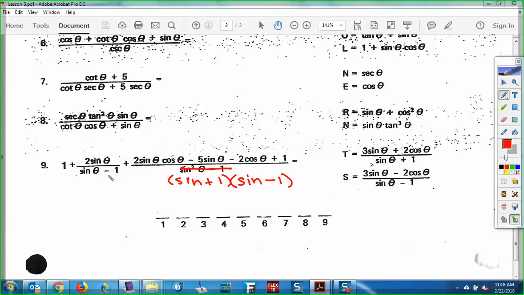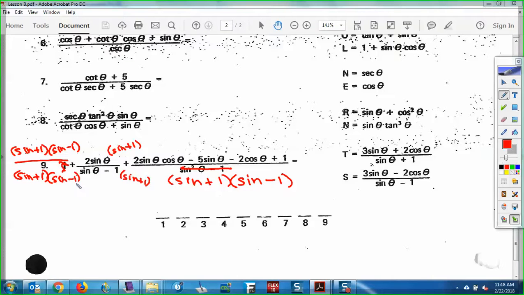Okay. Also, I have this sine minus 1, which I could get a common denominator with because it already has a sine minus 1. So all I need is to multiply by a sine plus 1, top and bottom, right? And then I've got a common denominator there. And then this 1 I can just make as sine plus 1, sine minus 1, over sine plus 1, sine minus 1. And now I've got common denominators with everything.